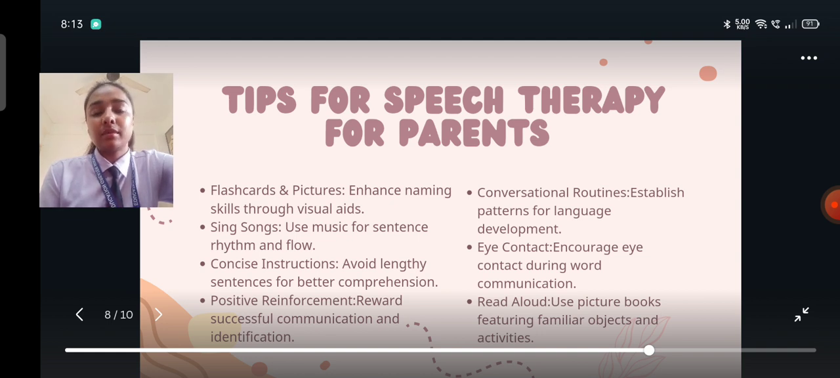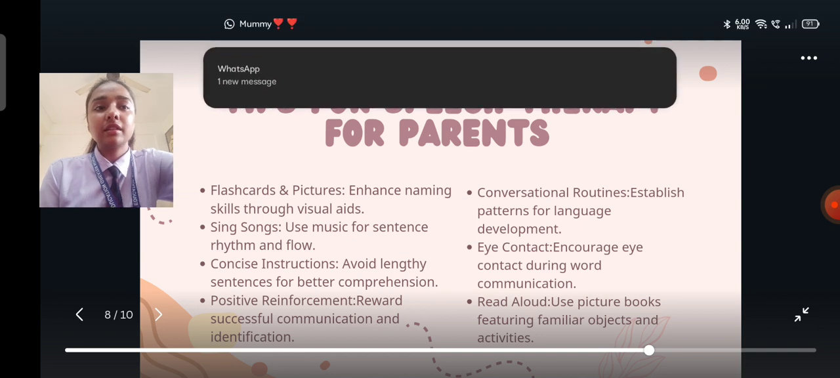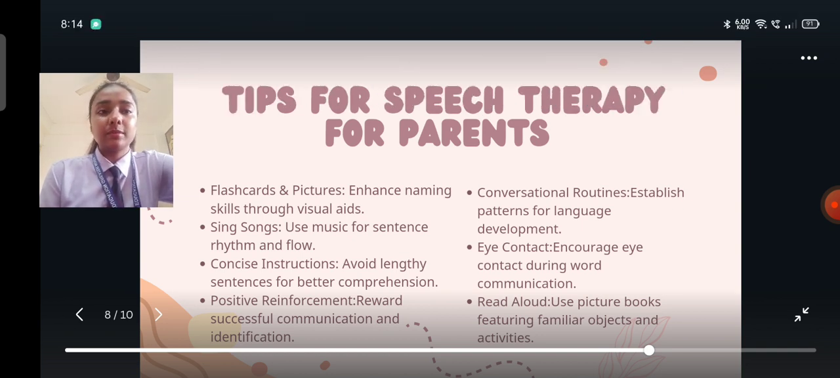We should establish some pattern for language development. We should also focus on eye contact of children. We should encourage students to make eye contact during verbal communication. It will improve their confidence level, and also their communication skills will be increased.